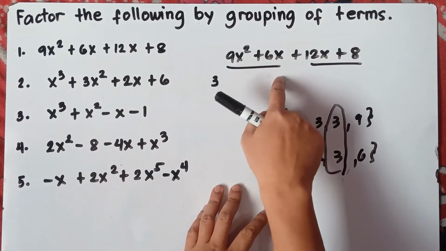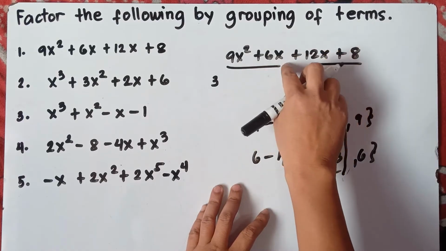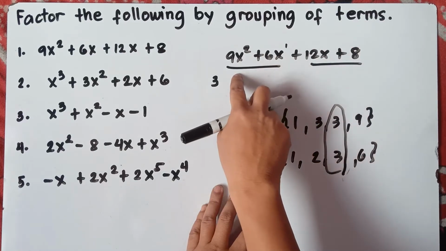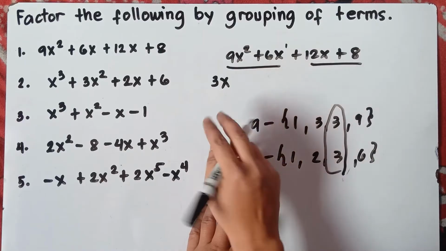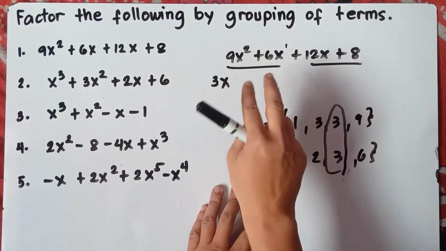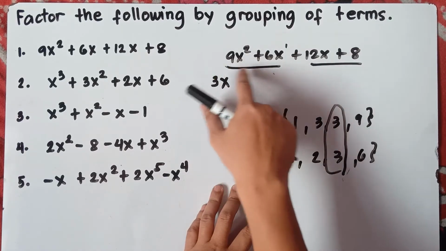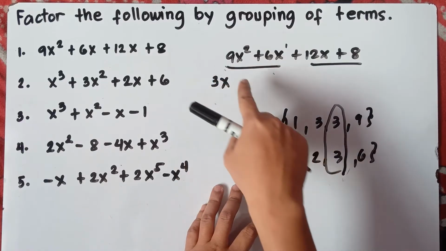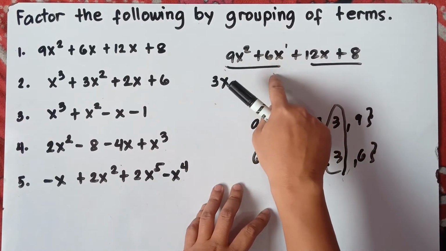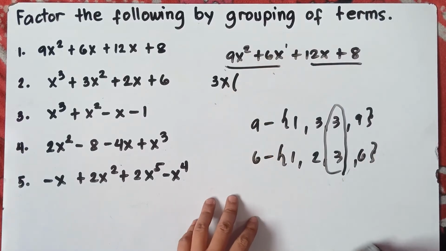Now, for the variable, class, you select the variable with the least degree, the least exponent. Since x here has an exponent of 1, understood that there's a 1 here, we will be selecting x for the variable. Once again, class, we just focus on the first term and second term. For the number, we select the GCF 3, and for the variable, we select x, the one with the least exponent. And then you put parentheses.